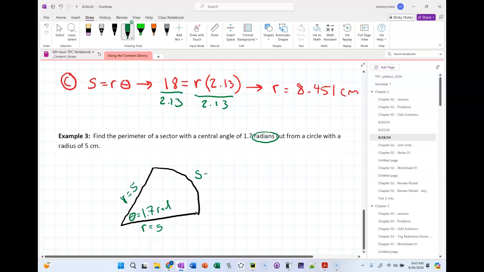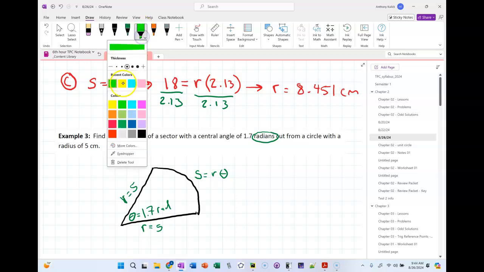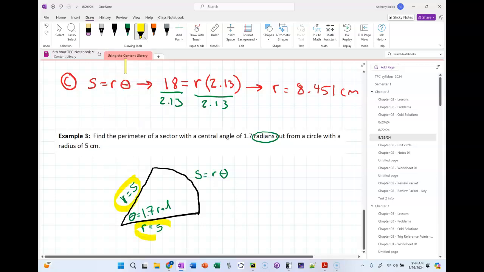Since that central angle was measured in radians, I'm going to use the formula S equals R theta to calculate S. Once I've done that, my perimeter is just going to be R plus S. Is everybody okay with that? Again, perimeter is just like the distance around something. So it's this side plus that side.